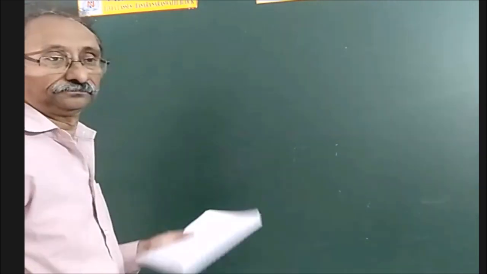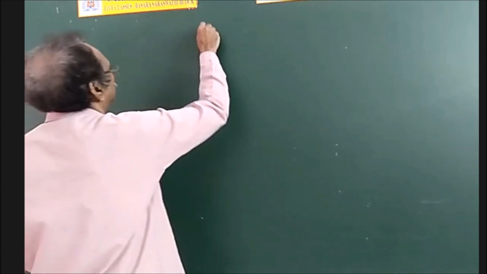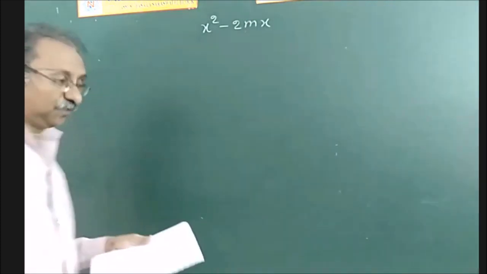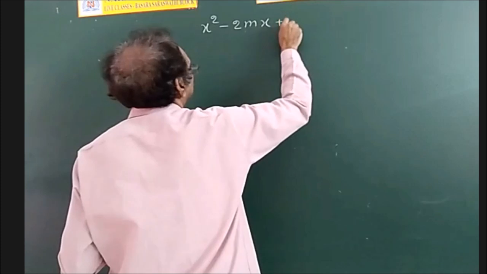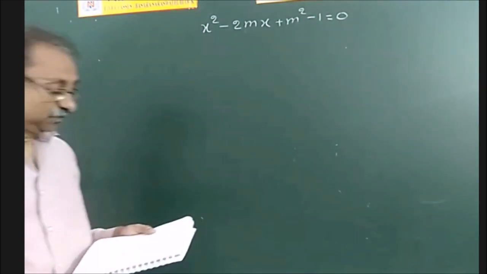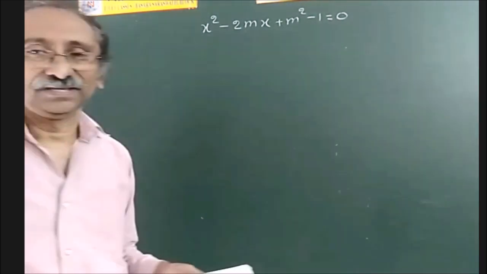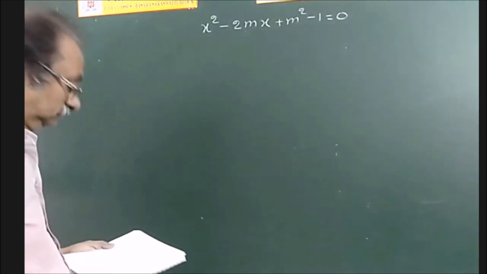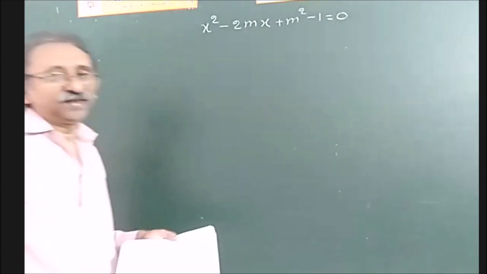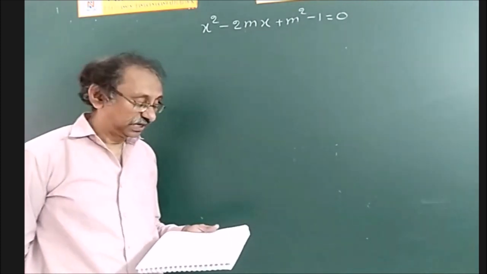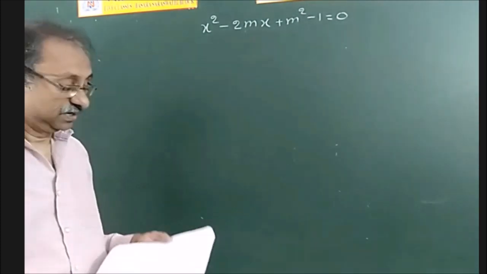Find all the values of m for which both the roots of the equation x square minus 2mx plus m square minus 1 is equal to 0 are greater than minus 2 but less than 4.